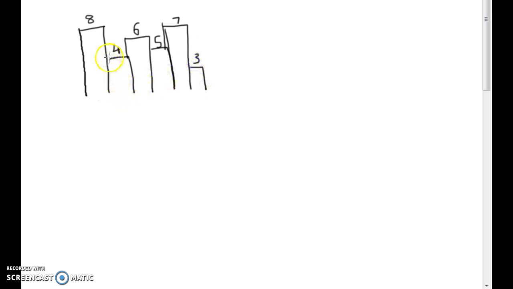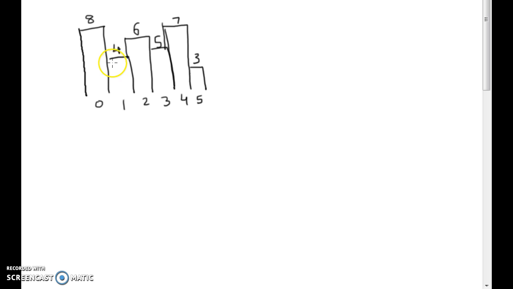So the question says, what is the largest solid rectangle that can be formed using these consecutive buildings, right? So if we were to index them, these were 0, 1, 2, 3, 4, and 5. So we have a total of 6 buildings, right?